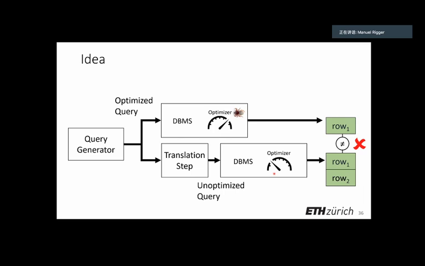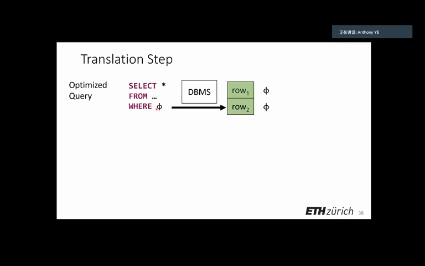So first we generate this optimized query, which has this general structure, basically selecting all records from some tables where the predicate holds. And then if the query optimizer is affected by a bug, then it would be expected that both return different result sets that we could then predict.